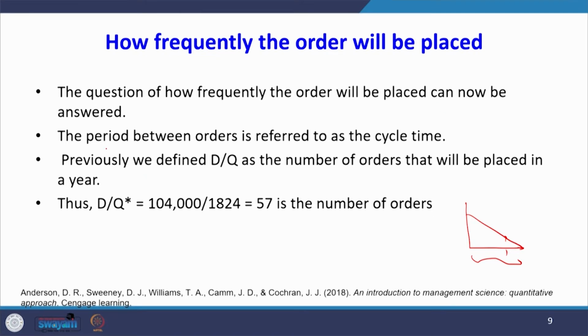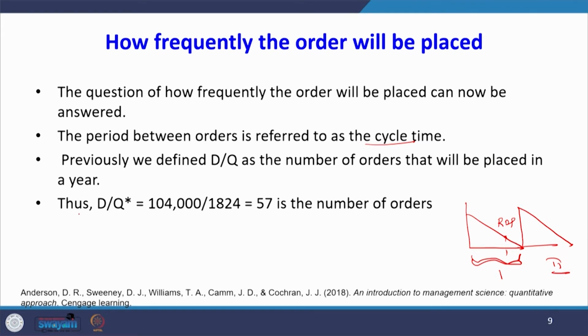How? The period between orders is referred to as the cycle time. So, this is cycle time 1. Suppose if you order another time, this is cycle time 2. So, here we got the reorder point. So, this duration is our cycle time. Previously, we defined D by Q as the number of orders that will be placed in the year.